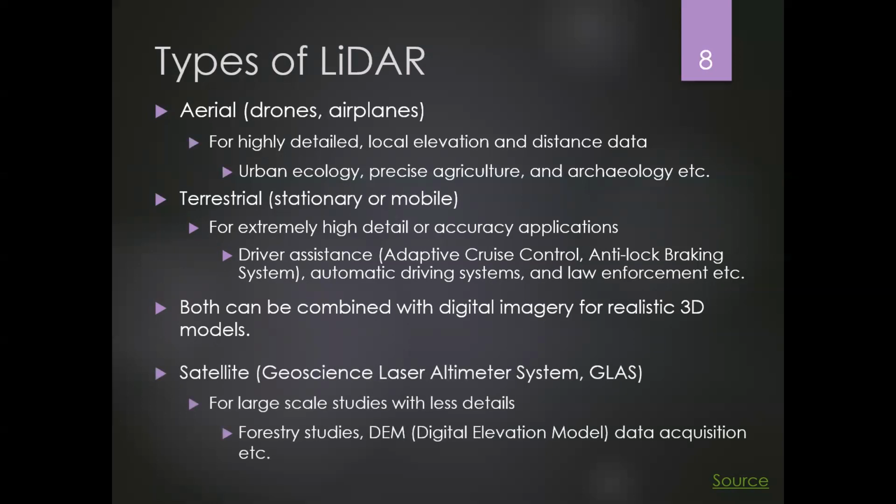And we also have satellite LiDAR. Like I said before, it's not very common, but there are. An example would be GLAS, the Geoscience Laser Altimeter System, for large-scale studies with less detail. If you mount LiDAR on a satellite, you cannot expect much accuracy. But if you put it on a drone or a plane, it's much better. But if you want the highest accuracy, it should be what? It should be on the ground, mounted on a car or something on the ground, right? To measure, to collect information.